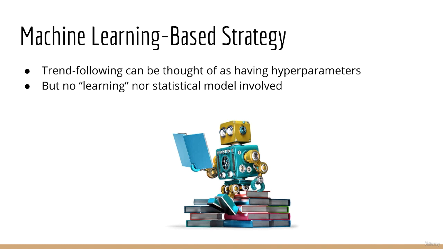In this lecture, we are going to continue our discussion of algorithmic trading. The previous trend-following strategy can be thought of as having hyperparameters, but not parameters. There was no learning, and no statistical model was involved in the strategy. In this lecture, we will be moving to machine learning-based strategies. We'll see how building a predictive model of future stock returns may be able to help us trade better.